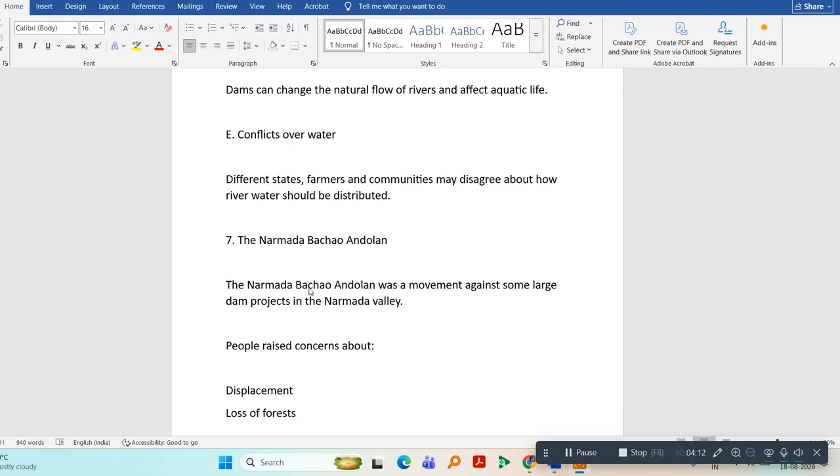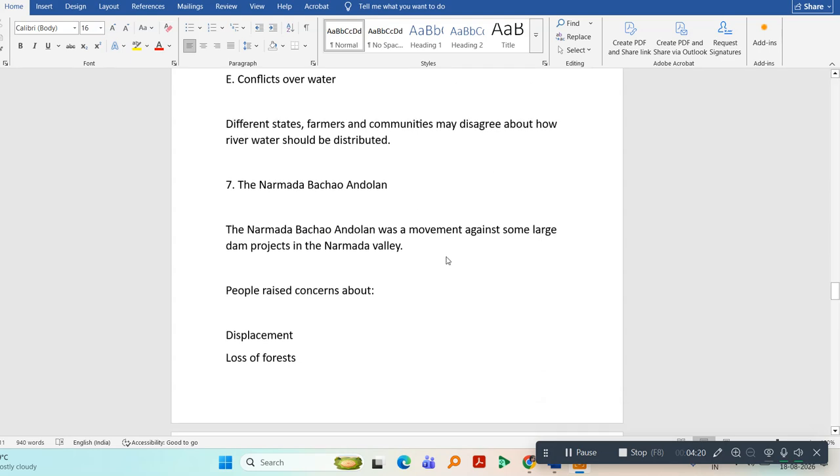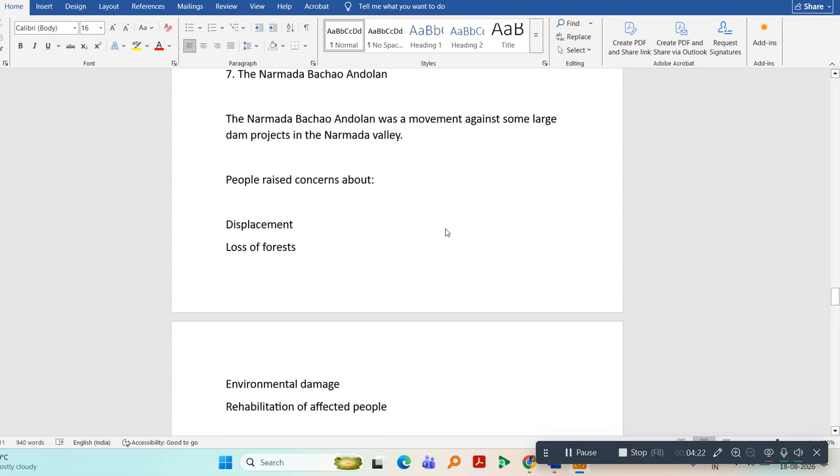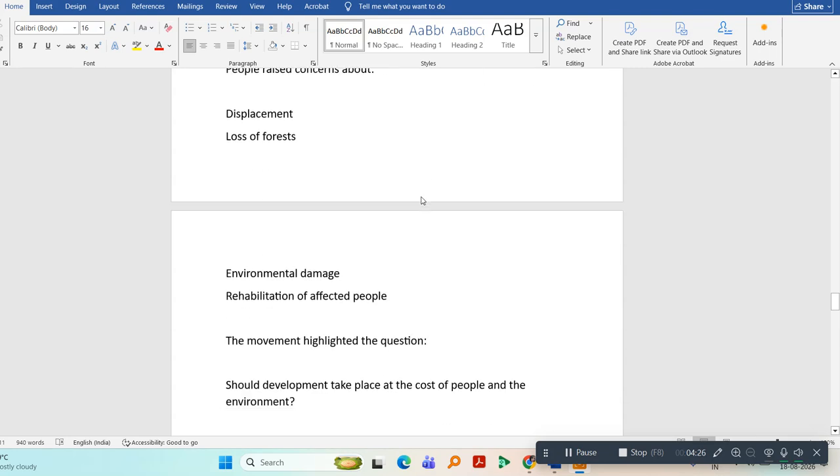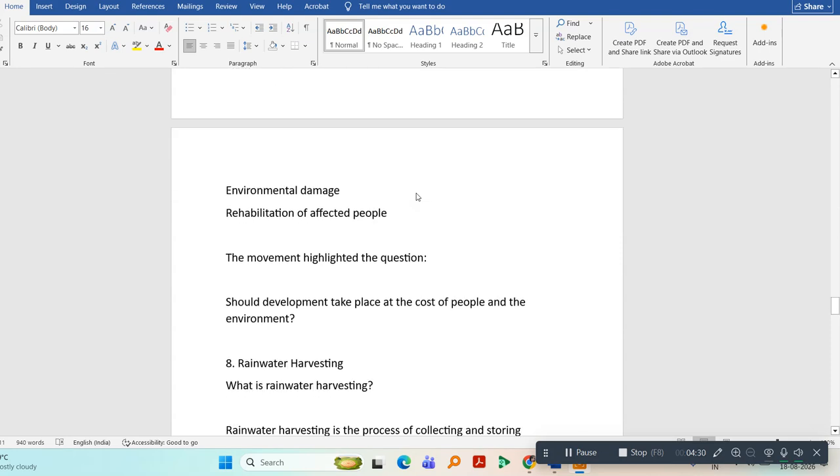The Narmada Bachao Andolan was a movement against some large dam projects in the Narmada Valley. People raised concern about displacement, loss of forest, environmental damage, rehabilitation of affected people. The movement highlighted the question: should development take place at the cost of people and environment?